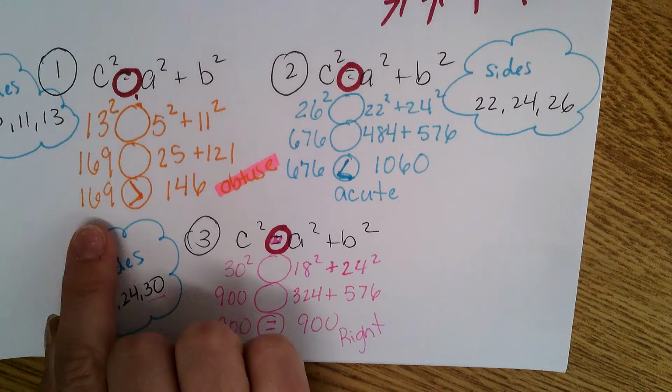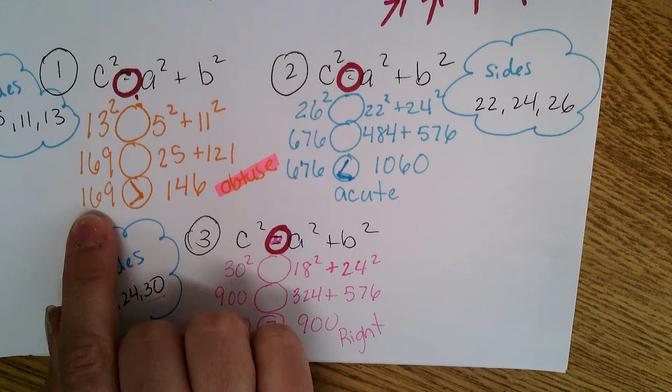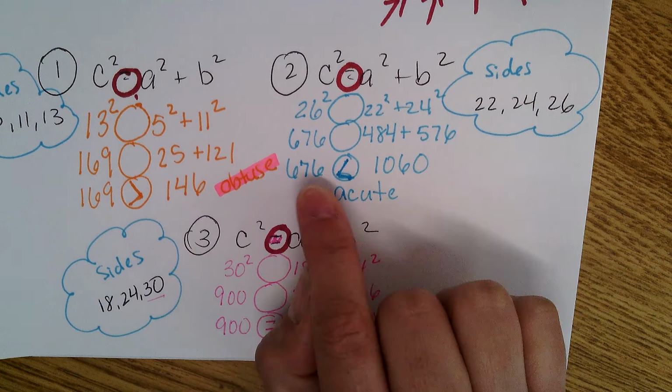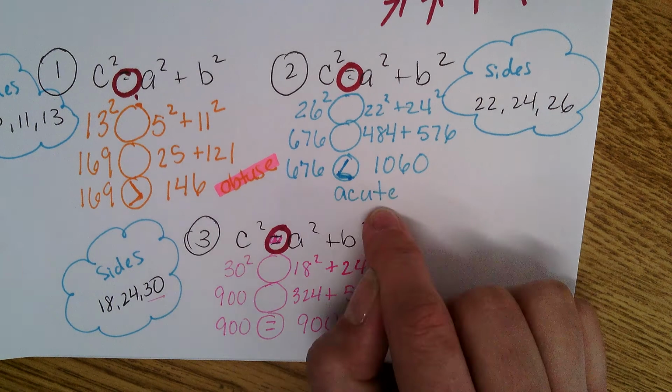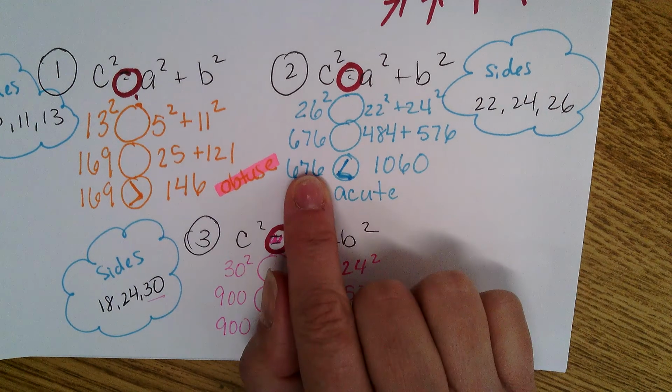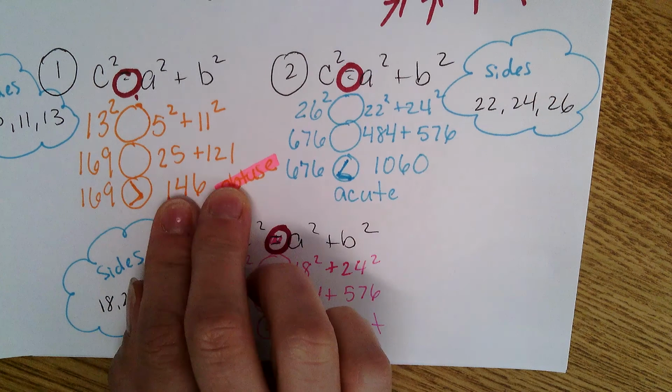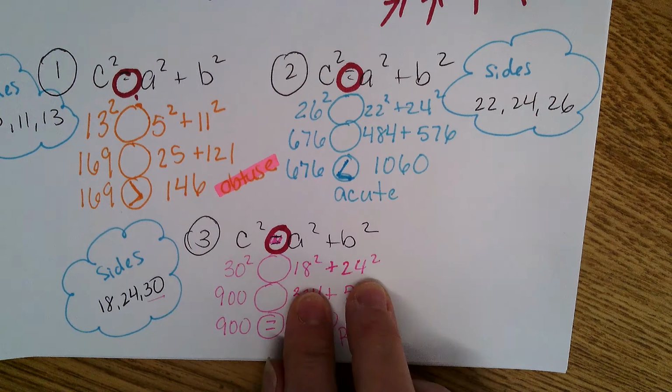So one more time, if it's greater than, so the 169 is greater than 149, it was obtuse. The 676 was less than the 1060, that was acute. And again, it's going to be the one, which is the hypotenuse, against the legs. The hypotenuse versus the legs.